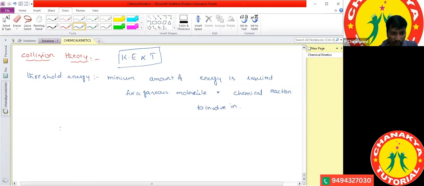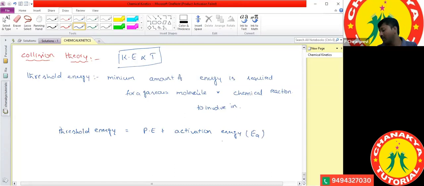Sir, how can we define the threshold energy? Threshold energy is equal to potential energy plus activation energy. So if you know the threshold energy and the potential energy, from that we can calculate the activation energy also. Activation energy can be represented with EA.